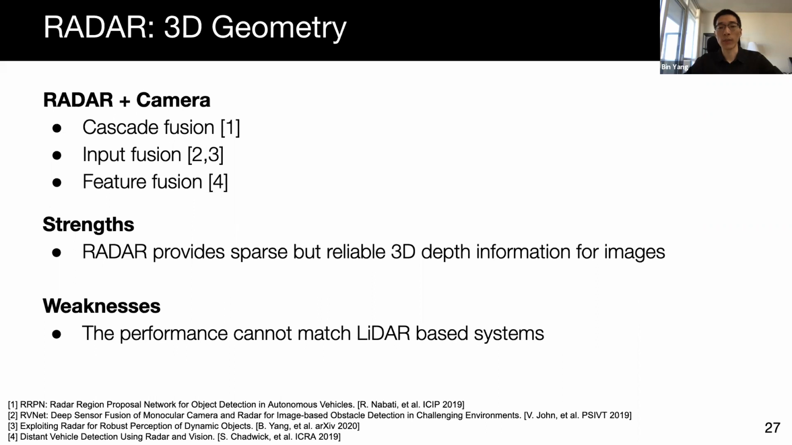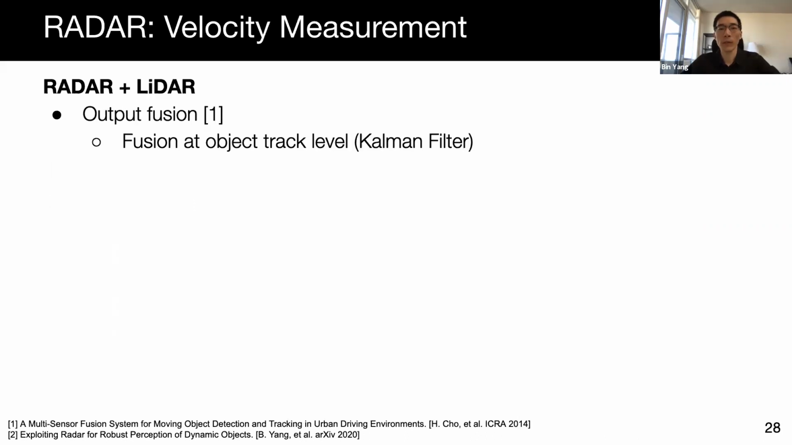However, the overall performance under this setting is typically not as good as LiDAR-based systems due to two reasons. First, radio waves cannot achieve the same ranging precision as laser light. Second, the radar measurements are sparser compared with LiDAR. Apart from the 3D geometry information, what makes radar a necessity in most self-driving sensor kits is its real-time and direct velocity measurements.